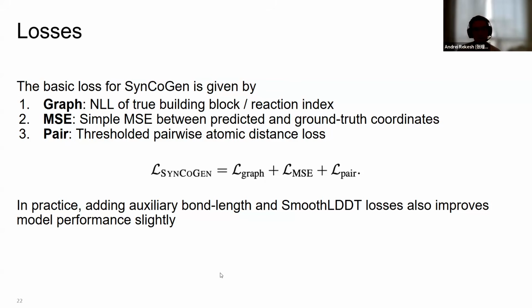We also add some auxiliary losses to help out with prediction. We find that they help considerably. For instance, a pairwise distance loss: for atoms that are within a certain distance threshold in the ground truth, we add a term to penalize how far apart they are in the prediction relative to the ground truth. And also things like bond length loss and smooth LDDT losses. You might recognize this if you work on proteins. They improve model performance as well.